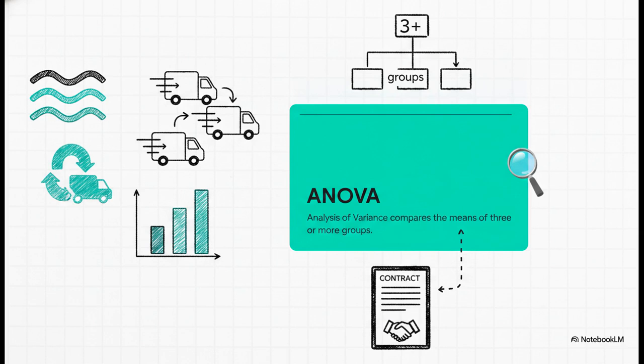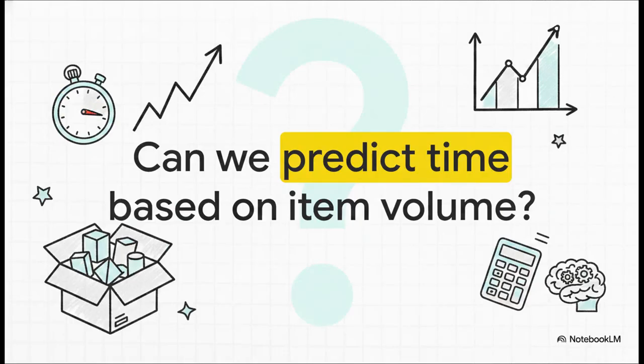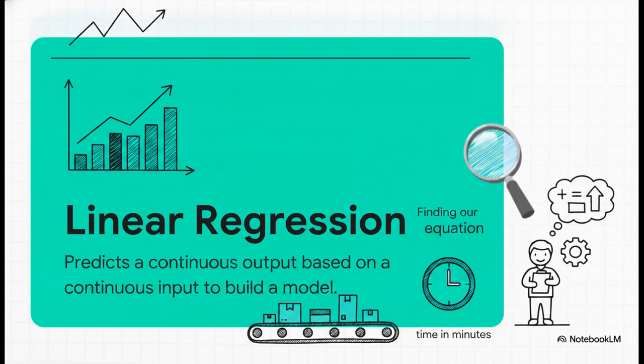This test is going to tell us, with absolute mathematical certainty, if one courier significantly deviates from the pack. That's the exact leverage we need for our next contract negotiation. Now for scenario C. This is your classic predictive staffing problem. Can we accurately predict the total packing time required simply based on the exact volume of items in a specific order? Look at our variables here.